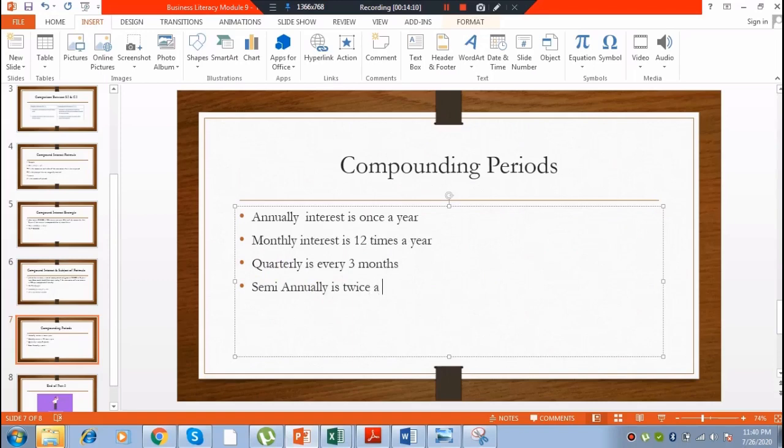So semi-annually means that your interest is going to compound twice a year. So try as many examples as you can around this, so that you can work out an example where you are compounding monthly, compounding quarterly, compounding annually, so that you are familiar with the different compounding periods.